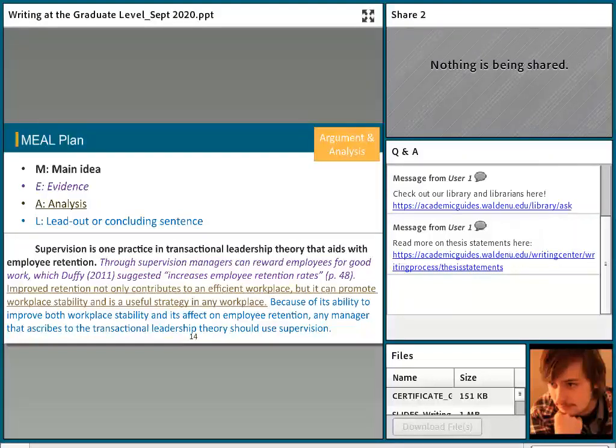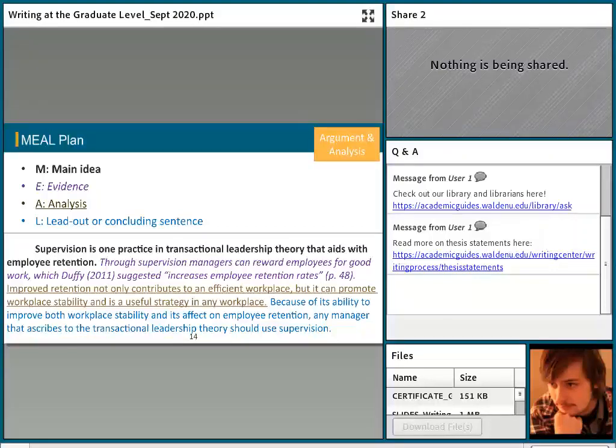Through supervision, managers can reward employees for good work, which Duffy 2011 suggested increases employee retention rates. So there we have a little bit of a paraphrase and a little bit of a quotation there. The analysis piece then: improved retention not only contributes to an efficient workplace, but it can promote workplace stability and is a useful strategy in any workplace. So yeah, this is connecting the dots for the reader. It's translating that piece of source material. It's telling the reader why that piece of source material is important to consider.